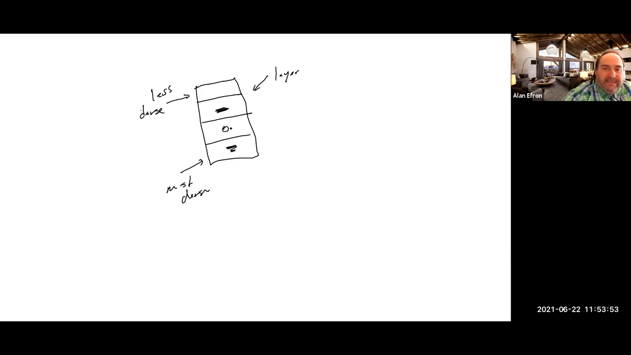All right, so that is density. Any questions on density? So I think that pretty much covers all that basic stuff.